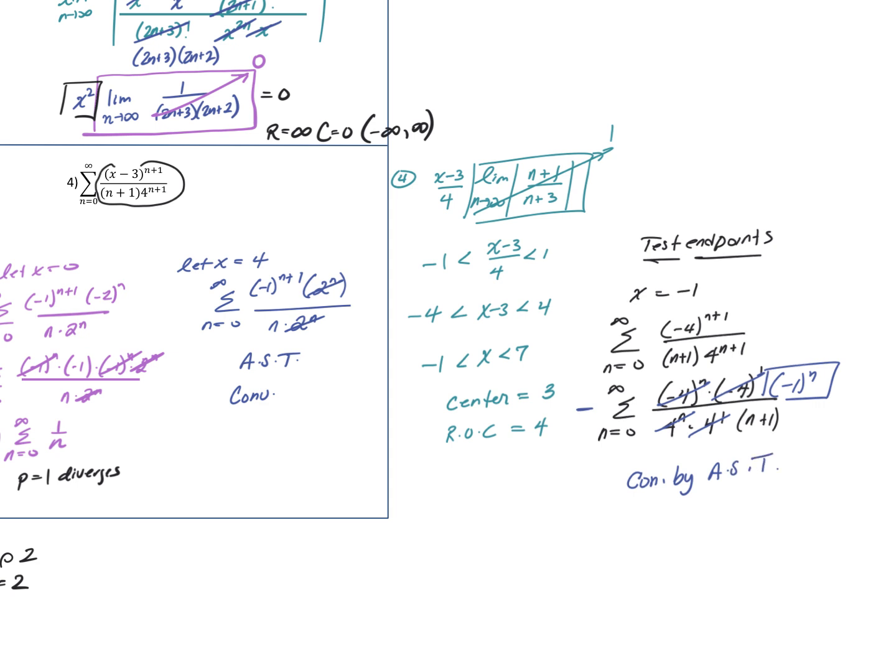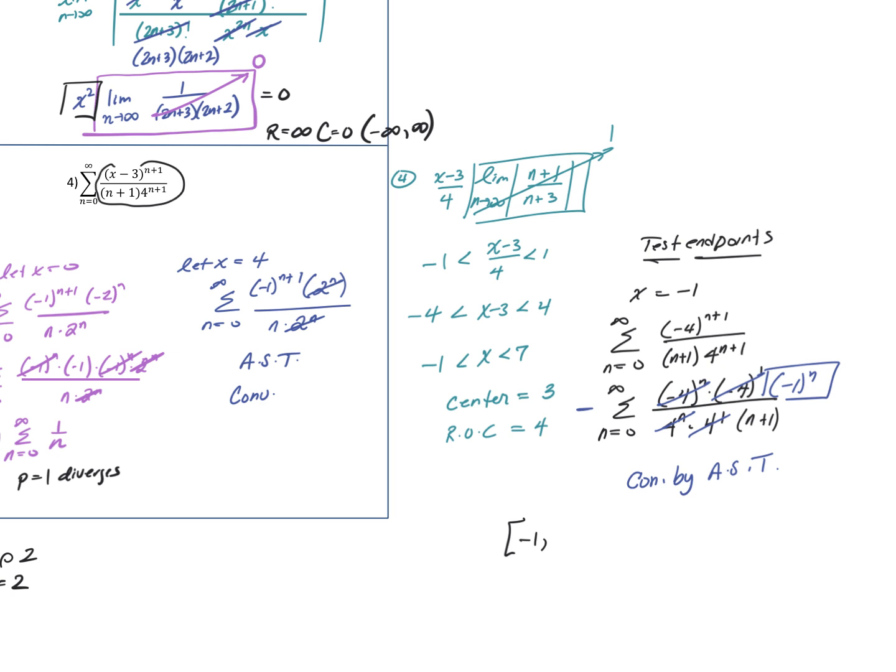I wouldn't spend too much time. I don't think you have to show AST, that the limit as n goes to infinity. You're only going to get 1 point on the AP exam for this. And you're just asked to test the endpoints. So AST converges. So that was for the -1.